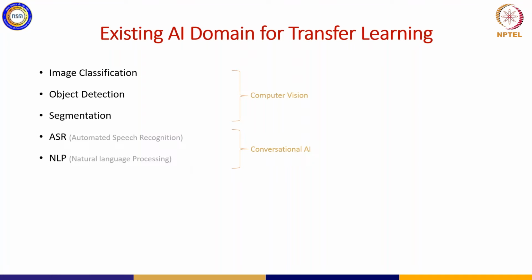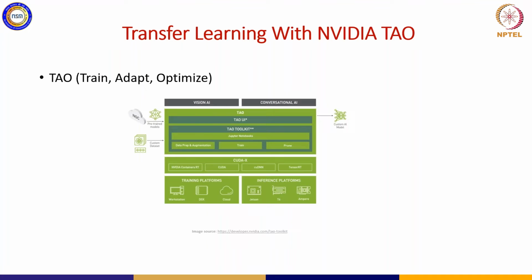This domain, they have transfer learning model. Transfer learning is possible in this domain. We will talk about transfer learning with NVIDIA TAO. This is a framework or stack which we can use for achieving transfer learning. And TAO means train, adapt, optimize.